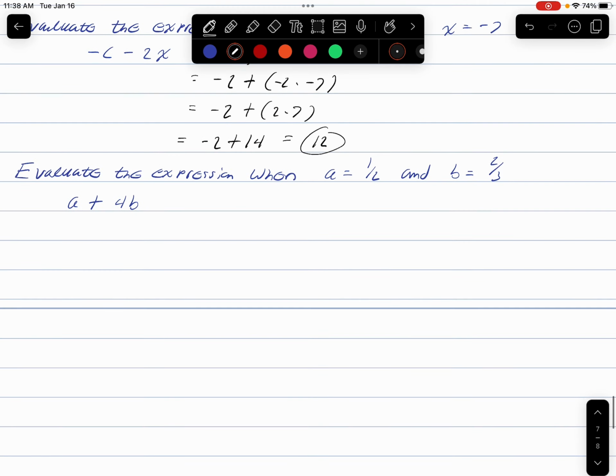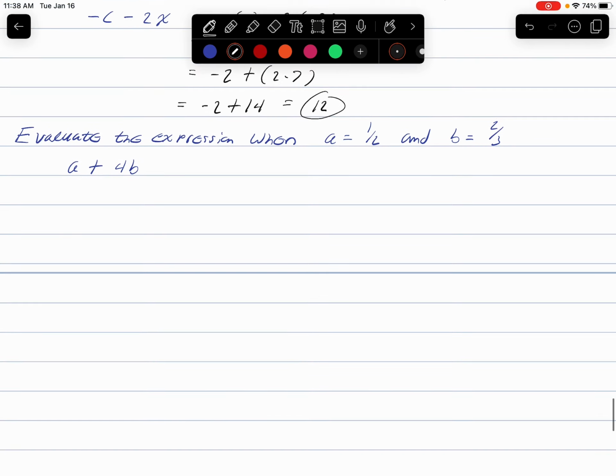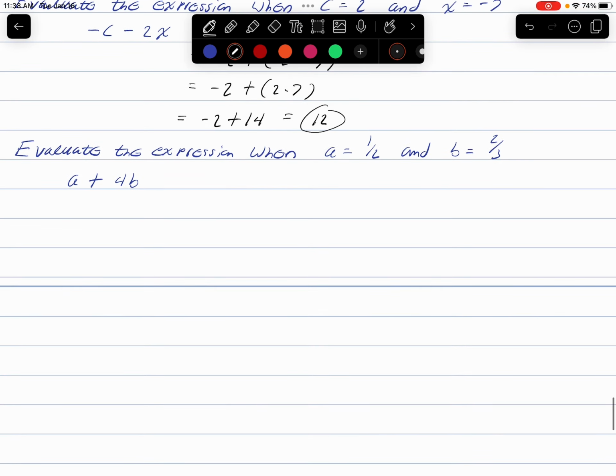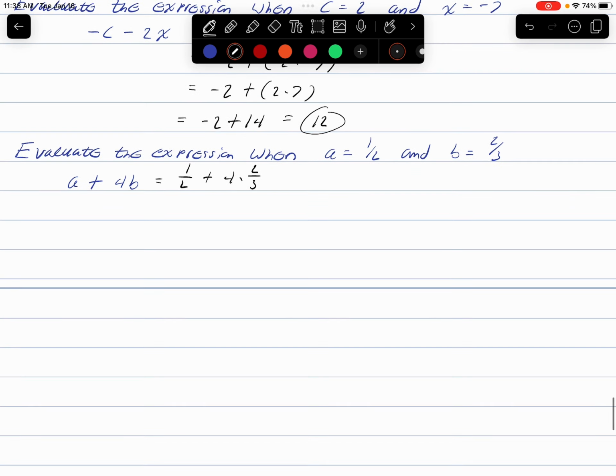So now let's take a look at this expression. This is a little more complicated. Here we want to evaluate the expression when a is equal to 1/2 and b is equal to 2/3. Okay, well again, all we're doing is substituting in these values here. So this will become 1/2 plus 4 times 2/3. Okay, and we've seen this before.